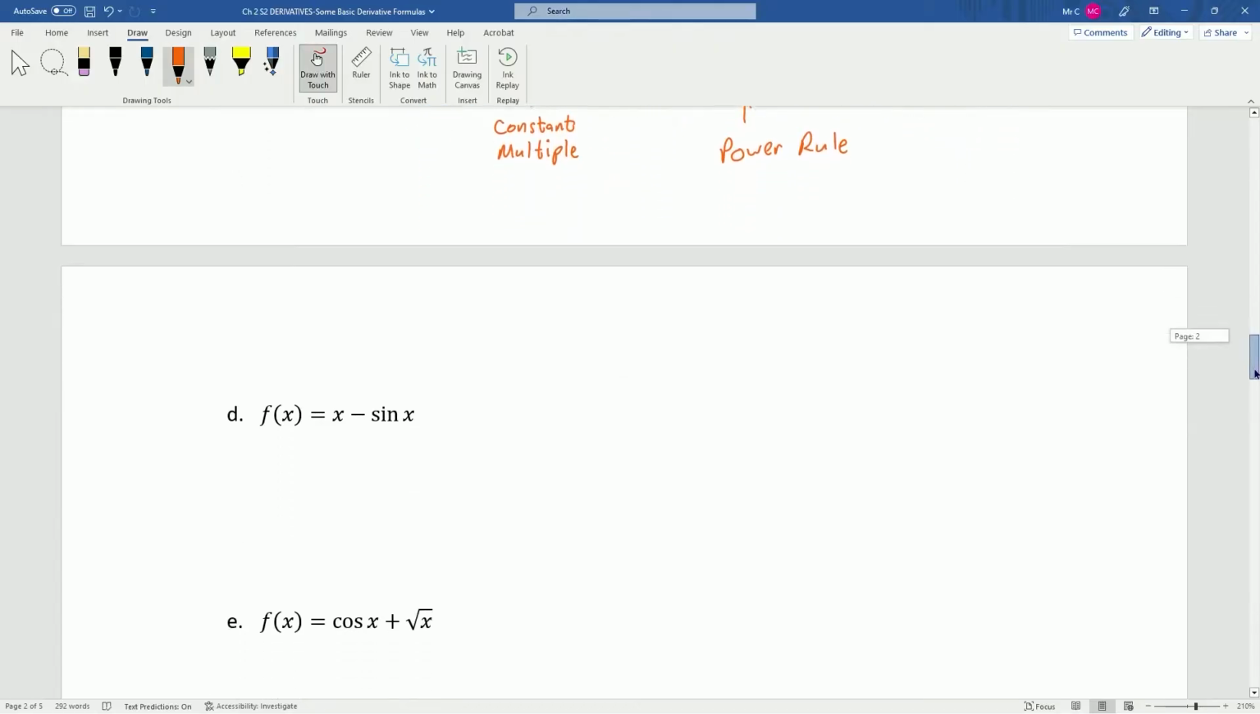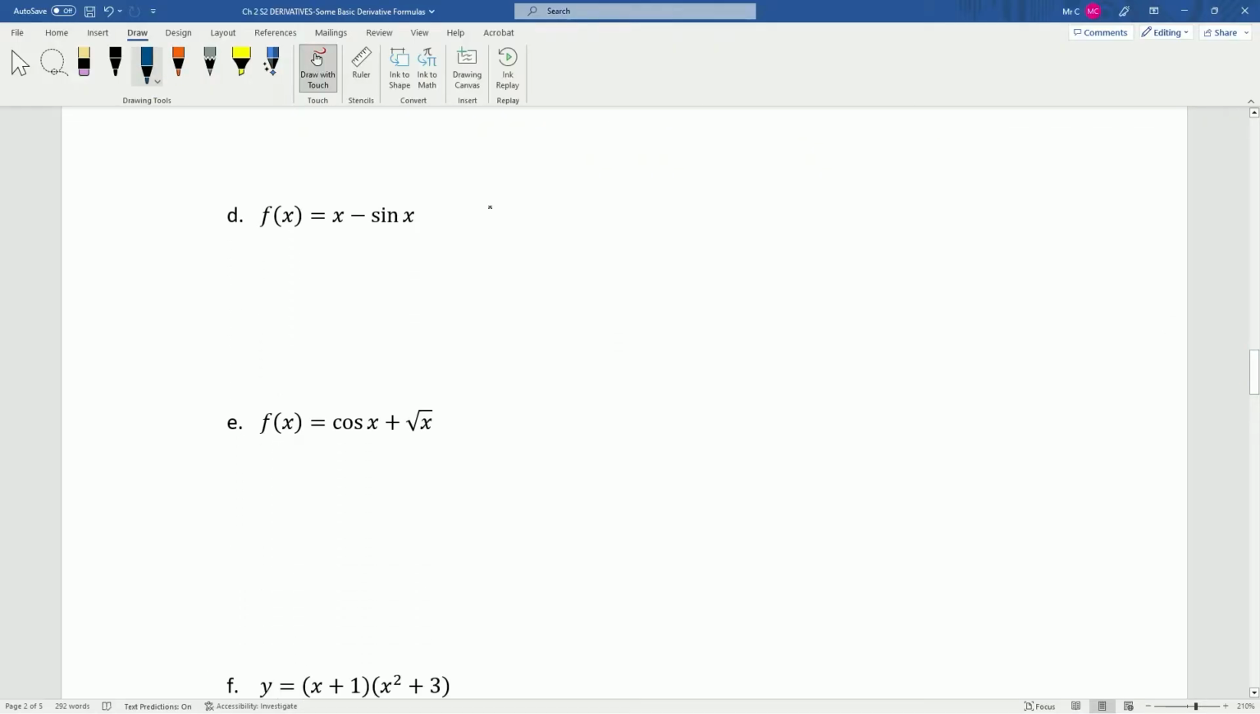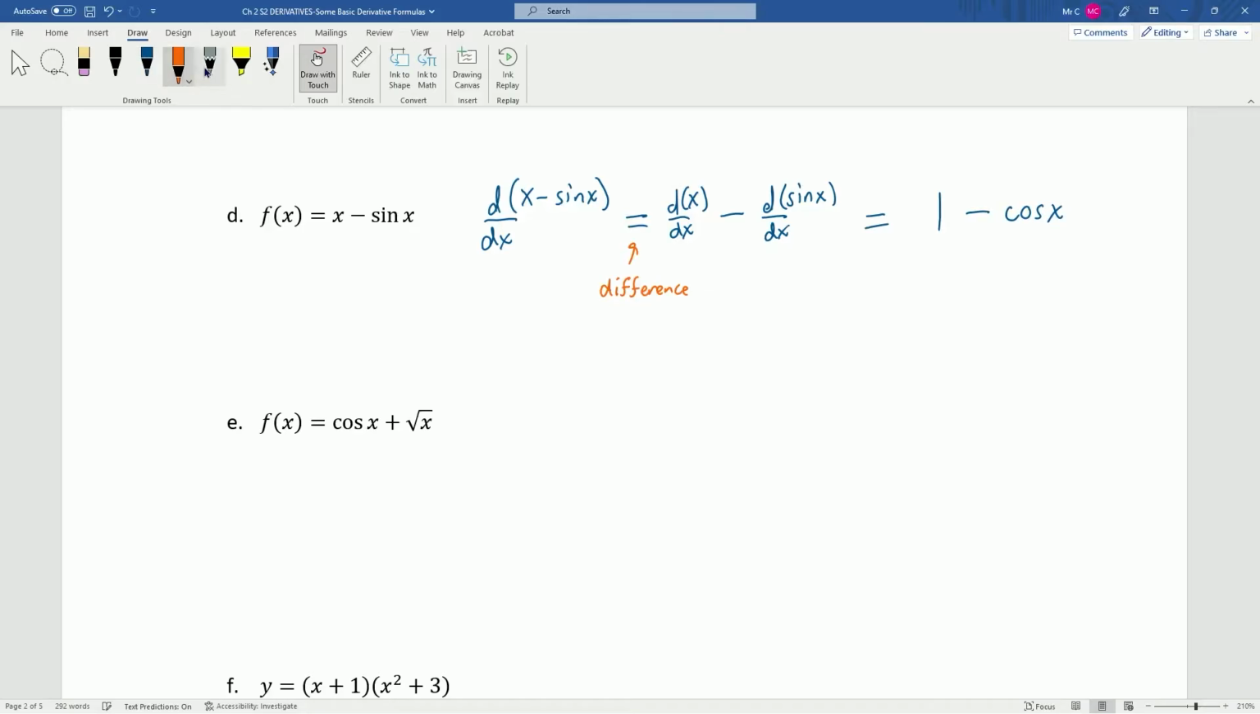All right, we got plenty more examples to go through, so let's continue. Here we've got the derivative with respect to x of x minus sine of x. That's the derivative with respect to x of x minus the derivative with respect to x of sine of x. So the first thing I've done here is just the difference rule. I can split up my derivatives on differences. And now I'll compute each of these derivatives. The derivative of x is 1, and the derivative of sine is cosine. So this is the x rule and the sine rule.